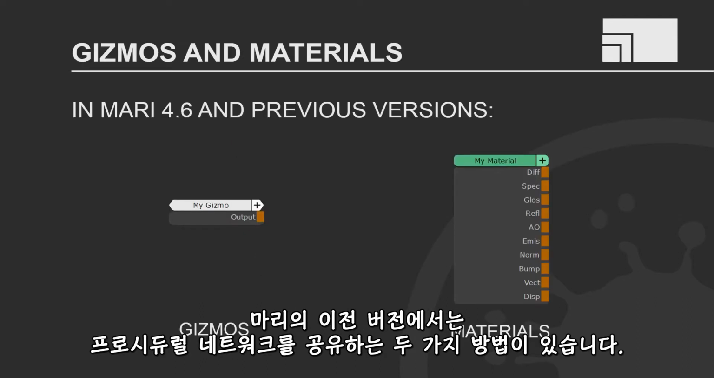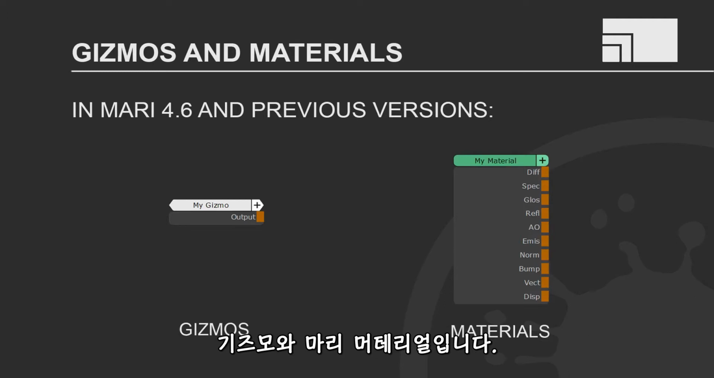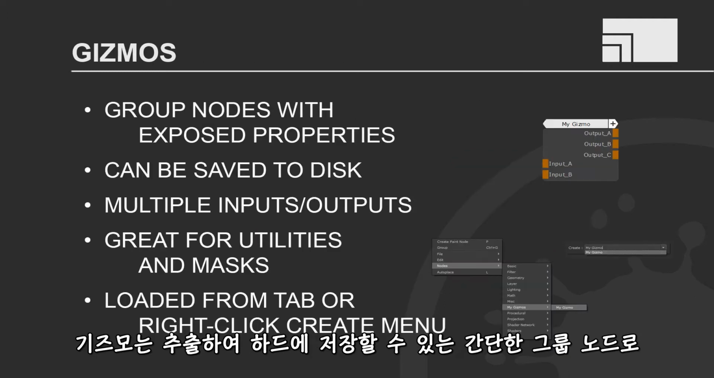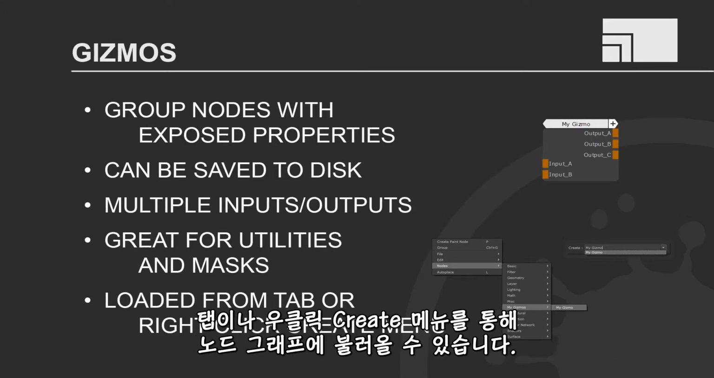In previous versions of Mari, you have two ways to share your procedural node networks, gizmos and Mari materials. Gizmos are simply group nodes that can be exported and saved to your hard drive and can be called into your node graph through the tab or right-click create menus.